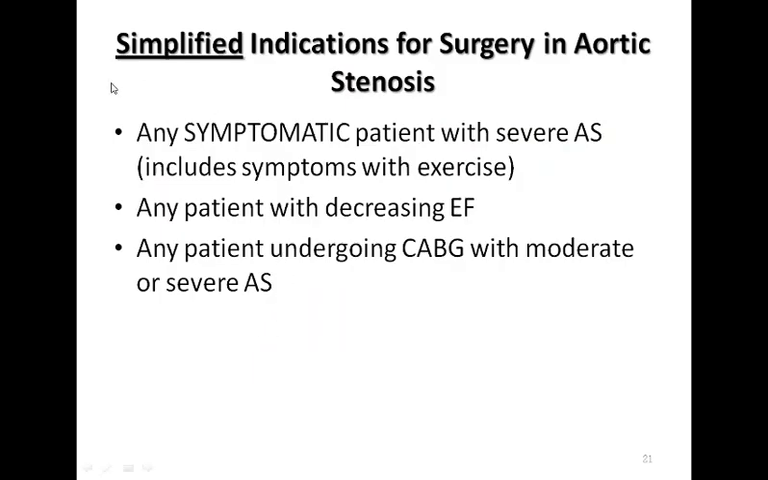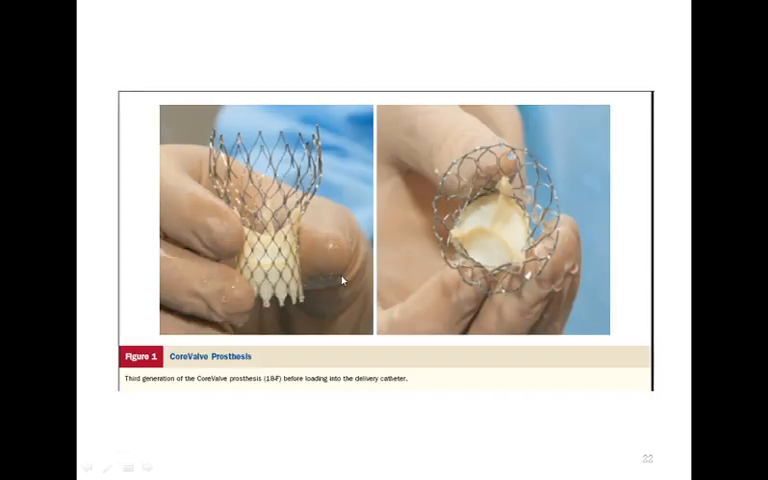In simplified version, these are the indications for aortic valve replacement. Any symptomatic patient with severe aortic stenosis, go for aortic valve replacement. Any patient with decreasing ejection fraction, go for aortic valve replacement. Any patient undergoing coronary artery bypass graft with moderate or severe aortic stenosis, go for replacement.